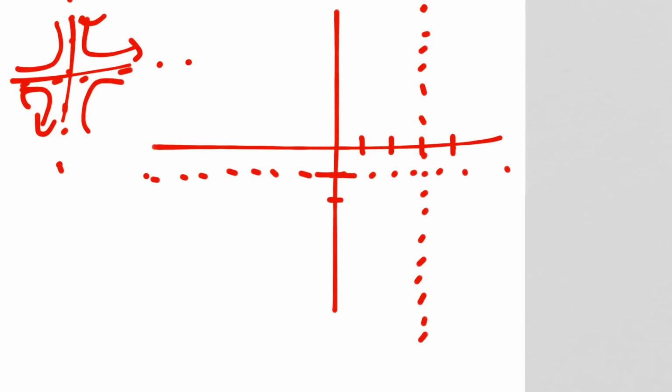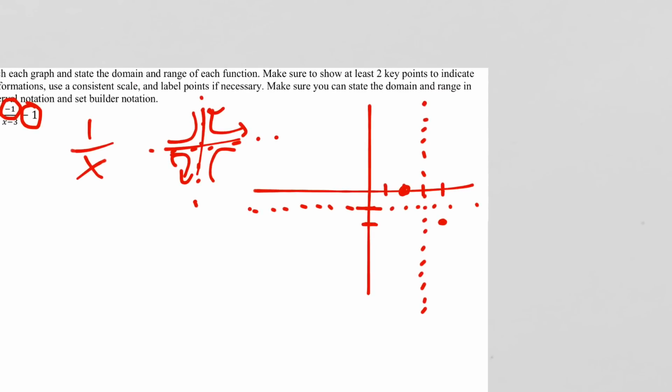Key point is going to be right there and right there. Since I don't have any multiplier, it is just 1 over, 1 down, 1 over, 1 up, like that. And now I can sketch it in, and I can be happy because I know that that's generally what this graph is going to look like.